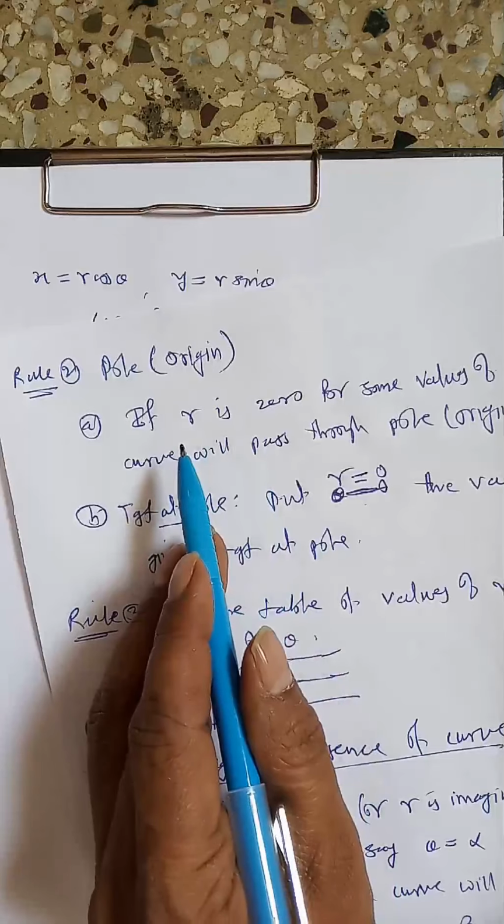Second, pole or origin. So what you're going to check is, for some value of theta, whether r is 0.